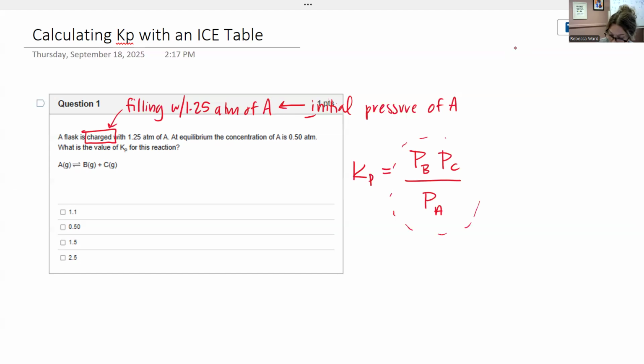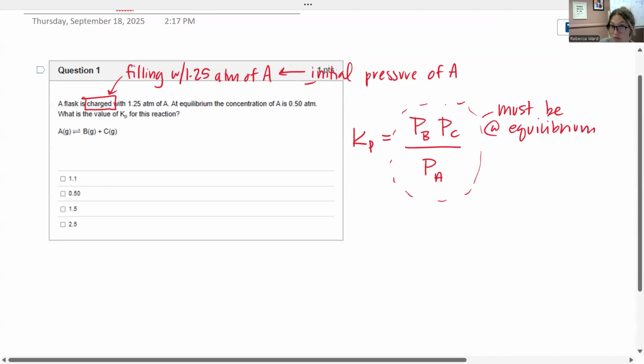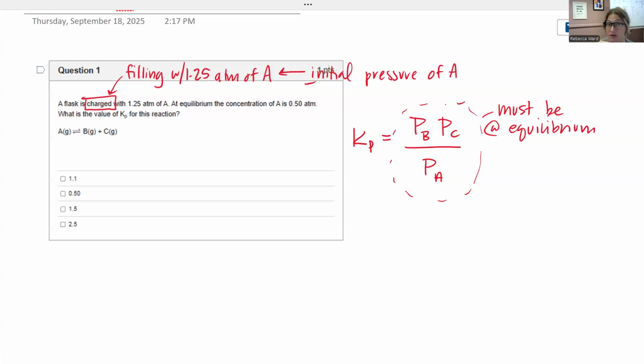All of these must be at equilibrium. So I'm not going to be using the 1.25, because that doesn't plug in here. That's not an equilibrium value. It's an initial value. I know this right off the bat. That's 0.50 atmospheres. That's given to me at equilibrium. The concentration, the pressure. At equilibrium, the pressure of A is 0.5 atmosphere. Technically, it's a proxy, but I should have written pressure.